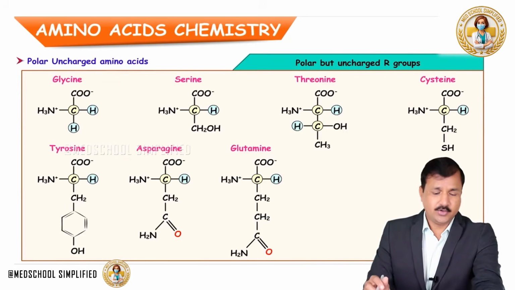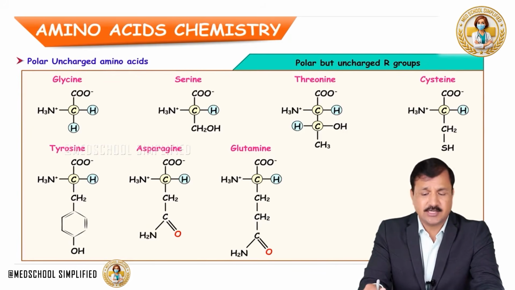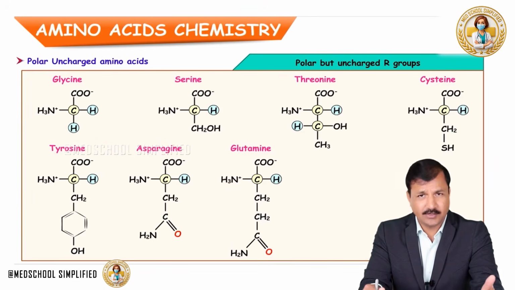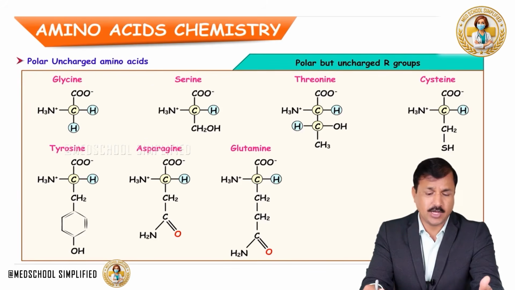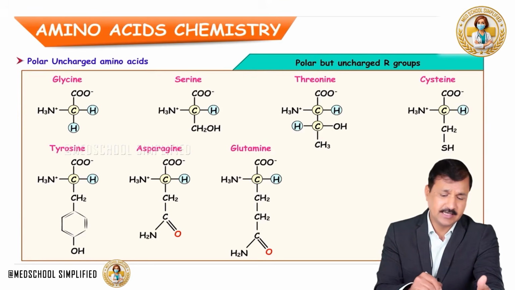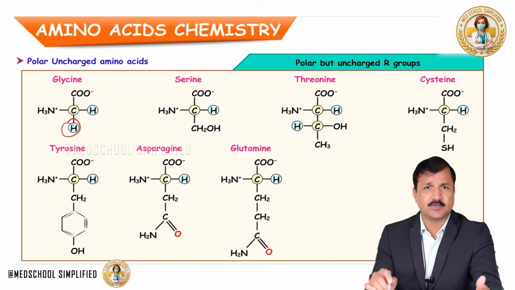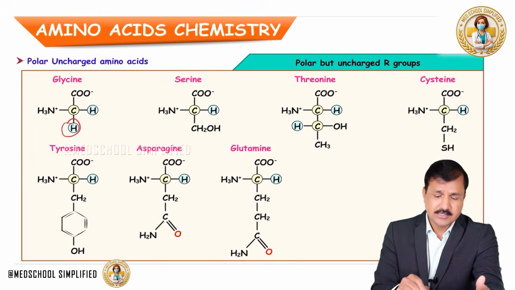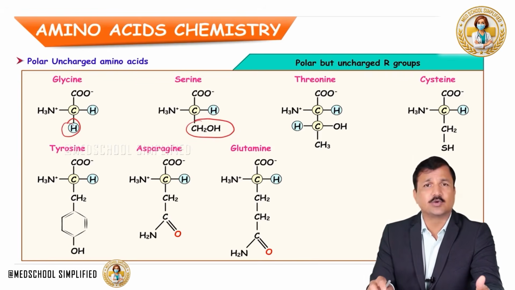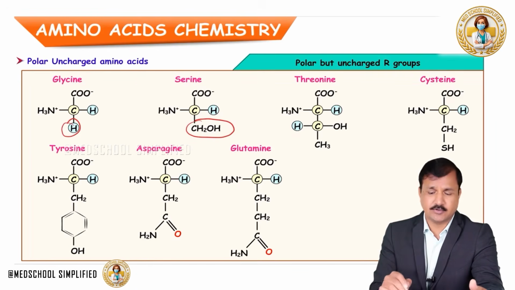Now let me explain the polar uncharged amino acids. That means these amino acids are polar in nature. They can interact with water. These are hydrophilic amino acids, but they don't have any net charge under physiological pH. What are those polar uncharged amino acids? We have glycine, which has side chain H, so it is soluble there. Serine has a hydroxyl group, CH2OH, which is polar. It can interact with water.